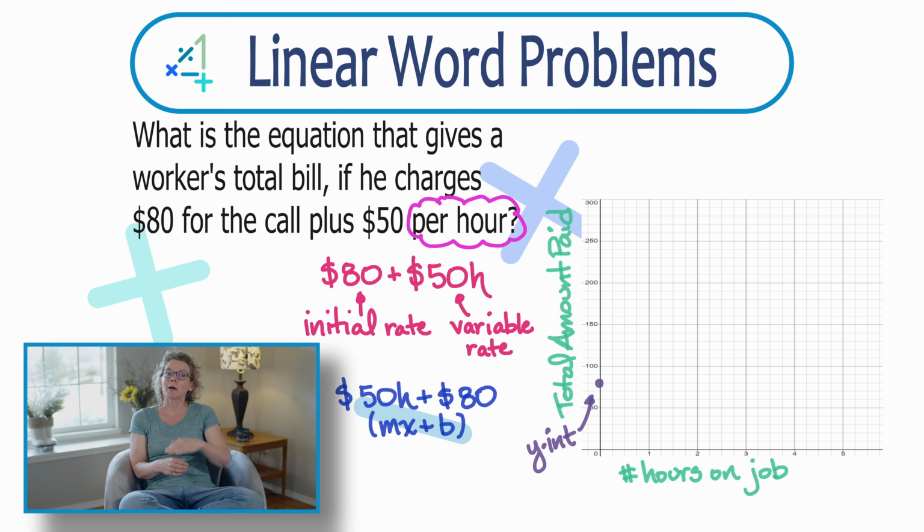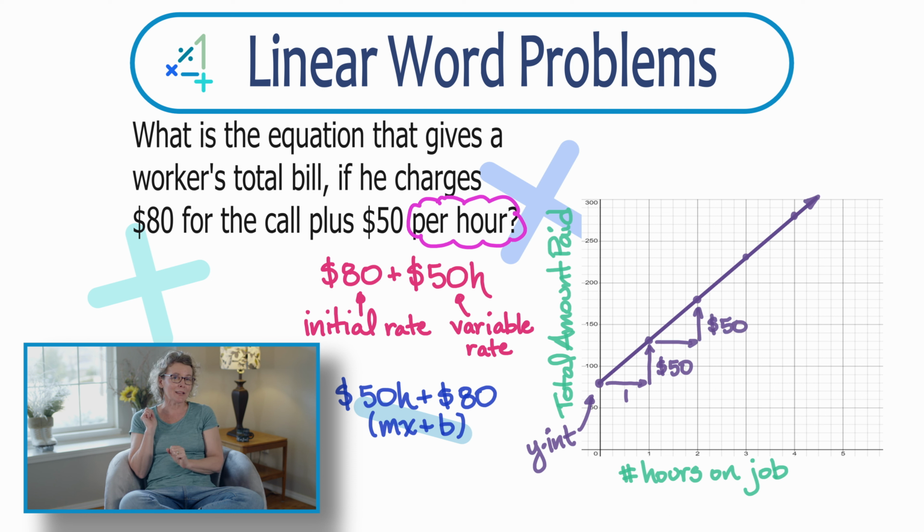The y-intercept is $80. At time 0, I pay $80 because he showed up. It just goes up from there. For every hour, it goes up $50 like this. Hopefully the job doesn't take too long.